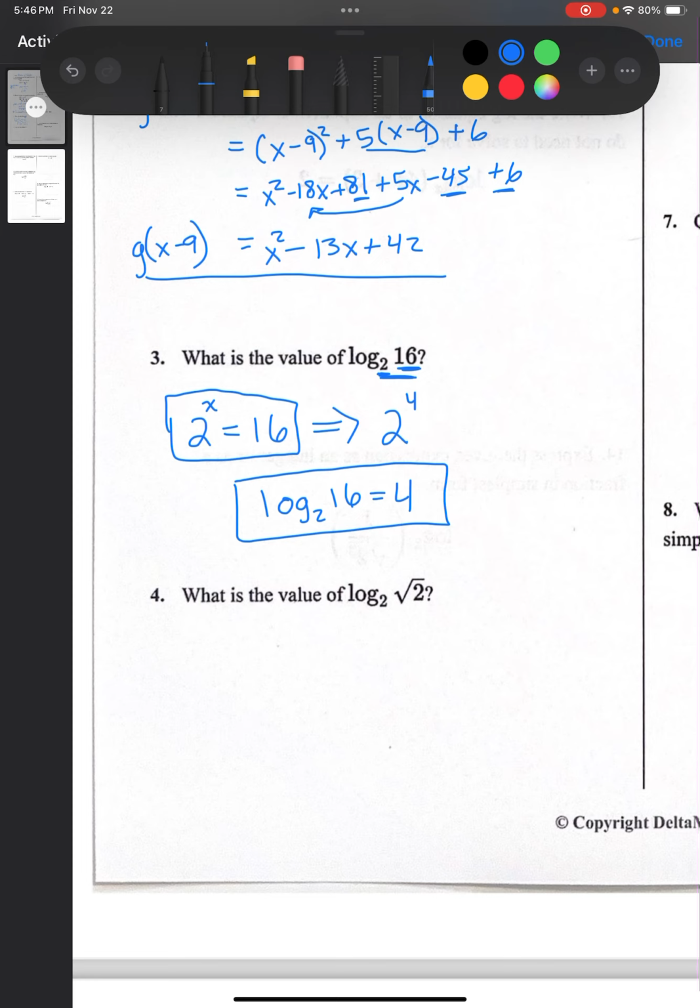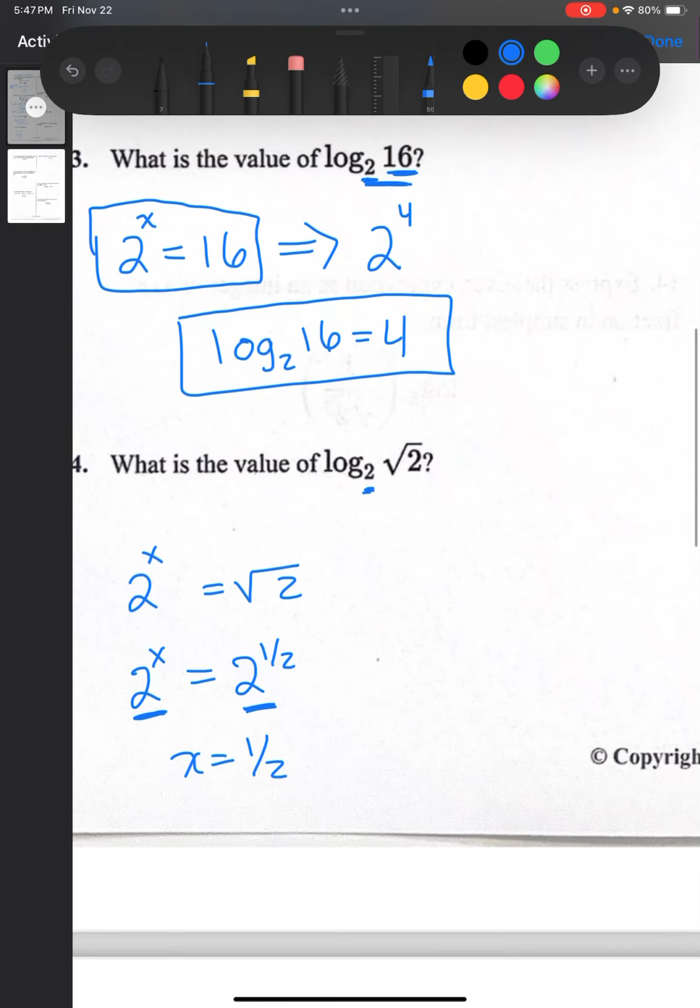Alright, so for number 4, very similar. Get it to that formula, right? If 2 is our base and the square root of 2 is our answer, we don't know this, right? This is where you could see that 2 to the x, the square root of 2 is the same thing as 2 to the half. Well, they have the same base, so this x needs to equal 1/2, right?